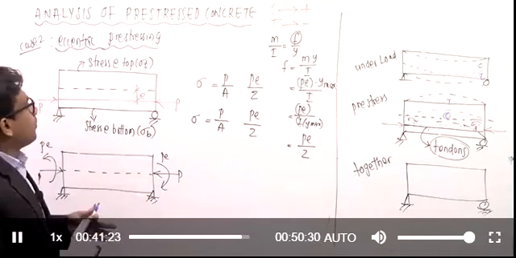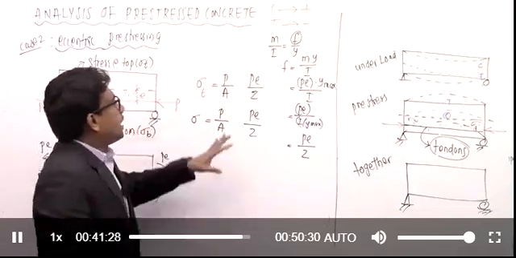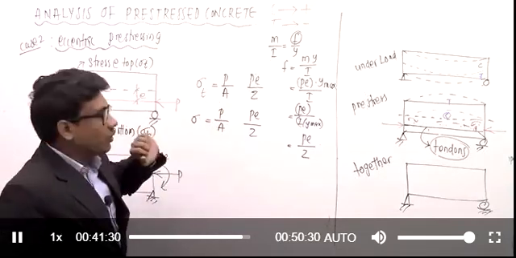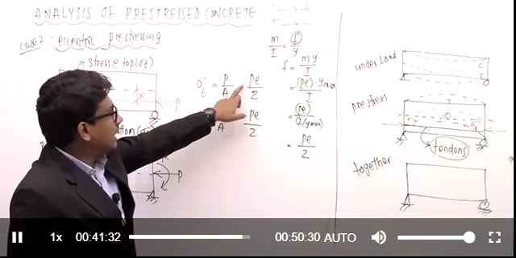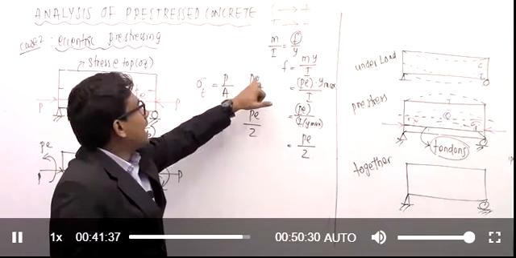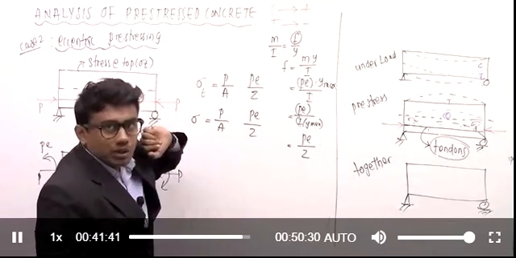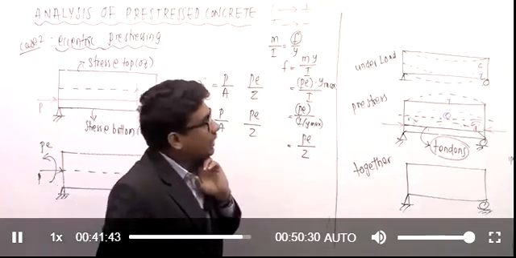See, if I consider the stress at the top, sigma T, P by A will be there, only compressive force will be there. When moment is acting, you have to remember this figure. What will be the sign of P by Z? Whether it will be positive or negative? You can see the figure here.